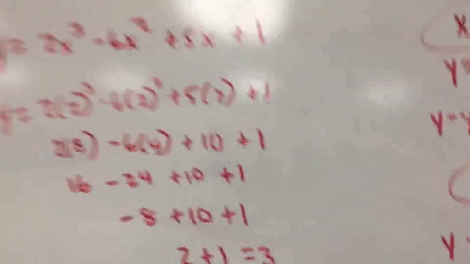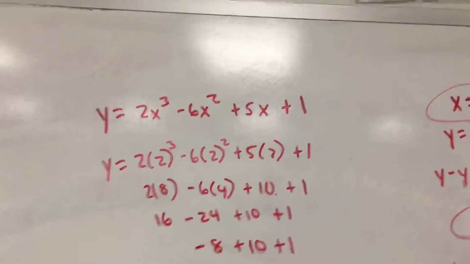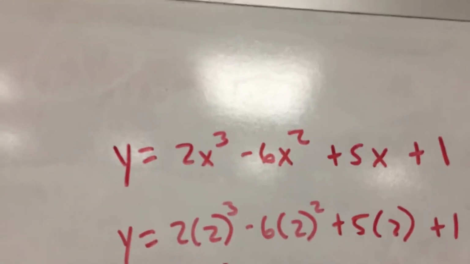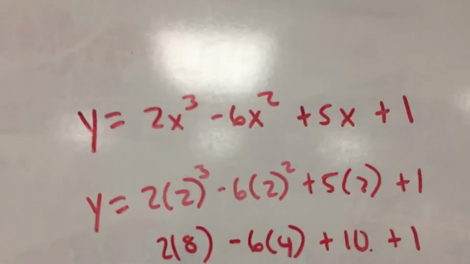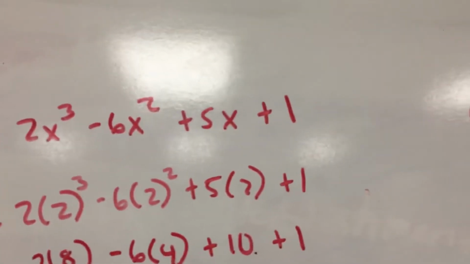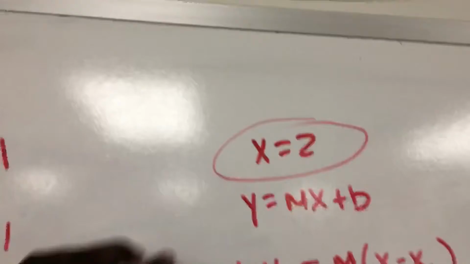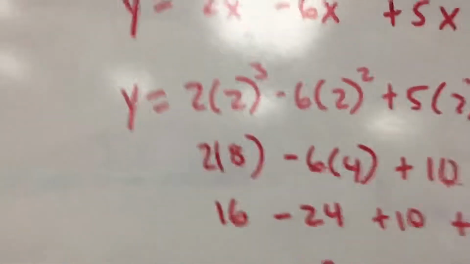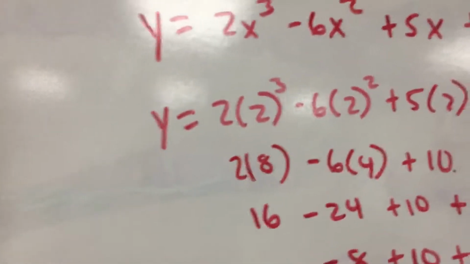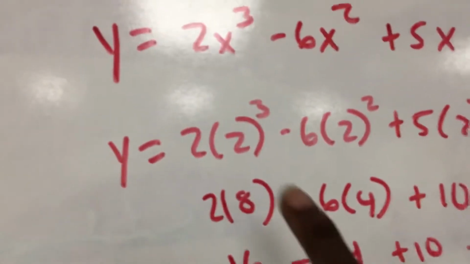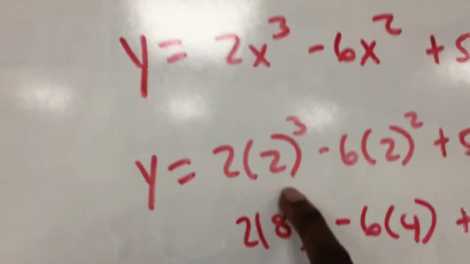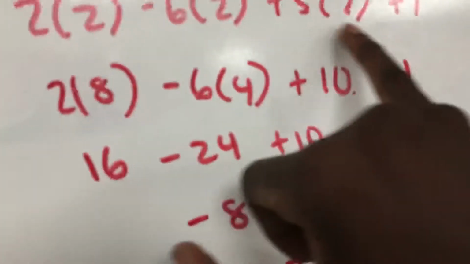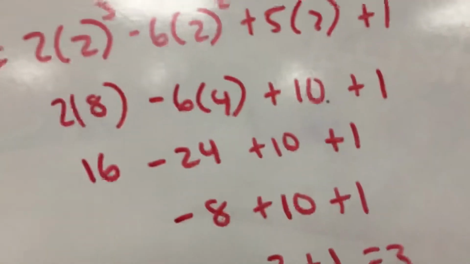Now, if you come with me on this side, we have the same thing here. We get the equation y equals 2x cubed minus 6x squared plus 5x plus 1. But this time we don't have x equals 1, we have x equals 2. So instead of plugging in 1, we plug in 2. That's where it becomes more difficult. So for this one, you plug in the 2 instead of the 1 for x across the equation.